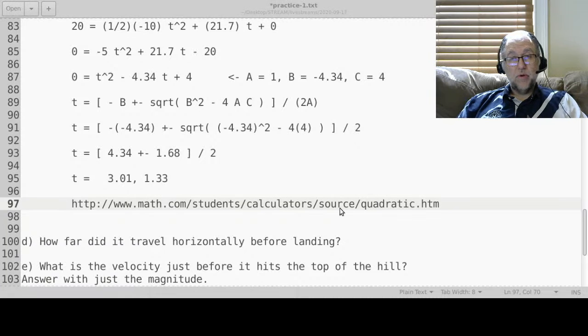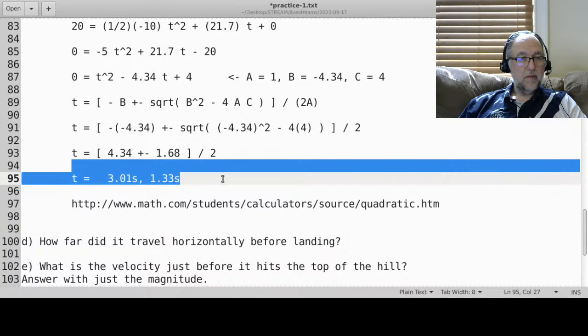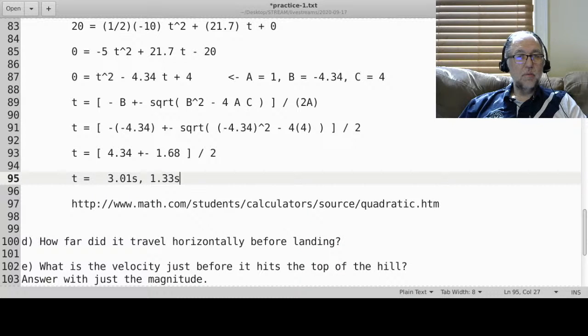Or a lot of programmable calculators have that, and feel free to use them because this is an open book test and you can go ahead and use that. But if you crunch this through, you're going to get two times. One time is 3.01 seconds and the other one's 1.33 seconds. And you say to yourself, whoops, which one do I want? Do I want the 3.01 or the 1.33?